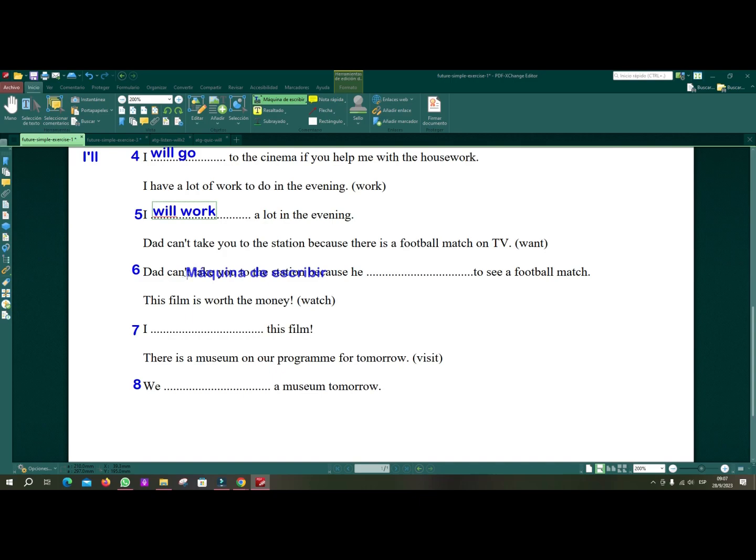Dad can't take you to the station because there is a football match on TV. Want. Dad can take you to the station because he will want to see a football match. This film is worth the money. Watch.